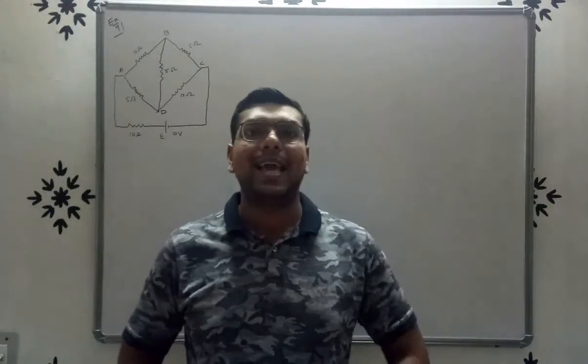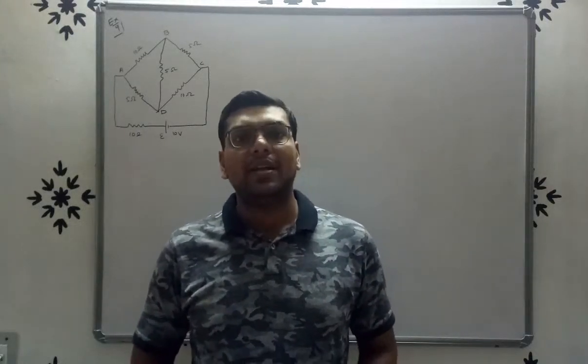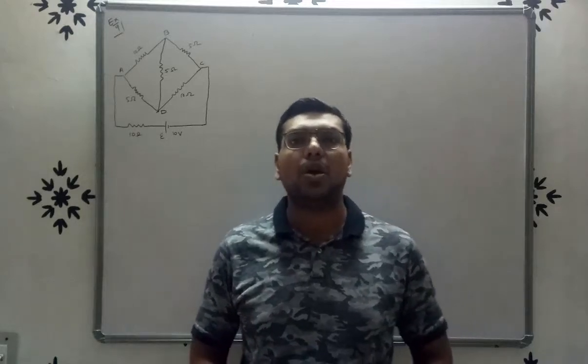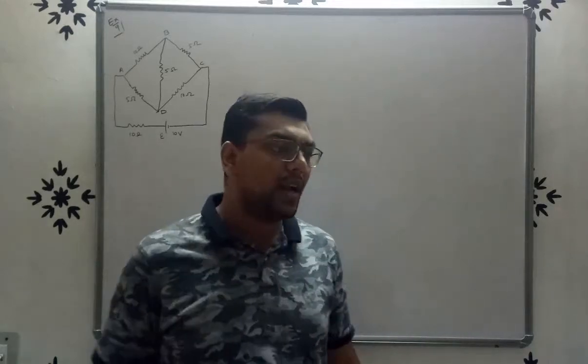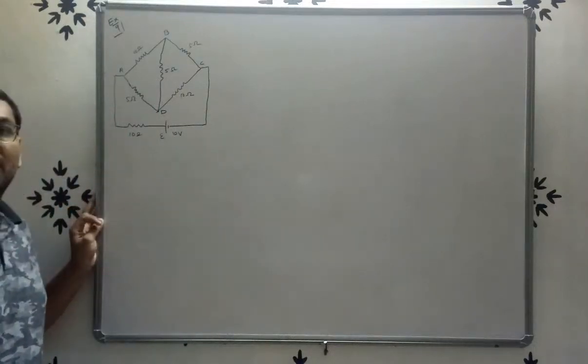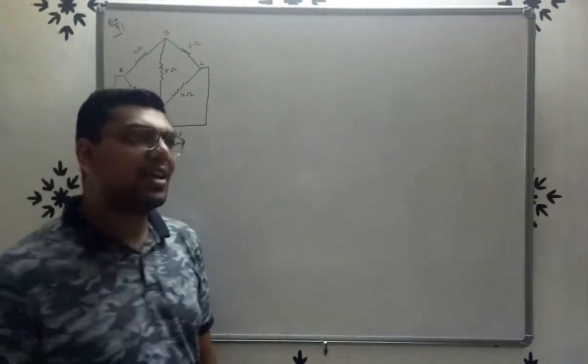Hello friends. Example number 9. Determine the current in each branch of the network. Right? And the network will be like this. So first of all we have to define the current.